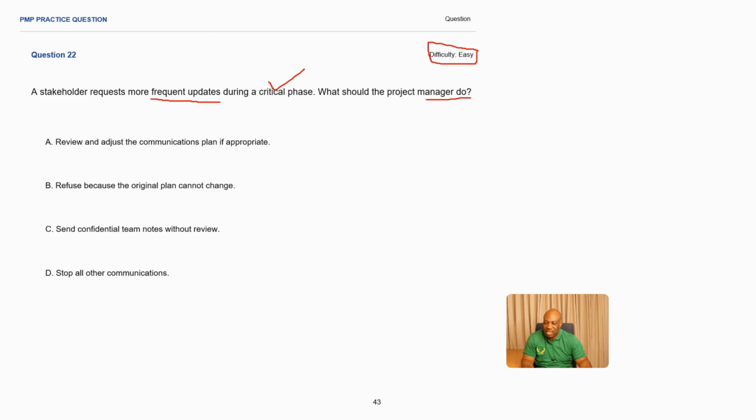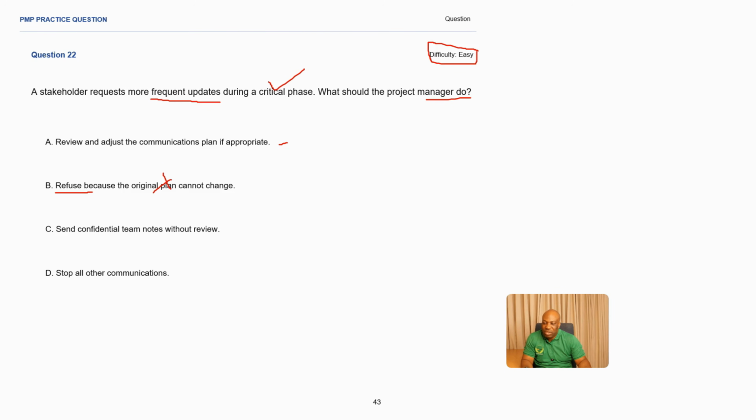Let us go through the answers now. Review and adjust the communication plan if appropriate. Okay. Because there's frequency. Makes sense. Refuse because the original plan cannot change. You don't refuse anything from a stakeholder. The best is to sit with the stakeholder, try to understand, and also adjust communications accordingly. So eliminate this one straight away.